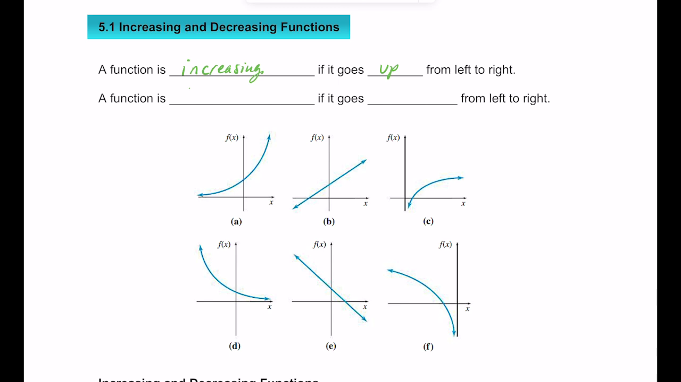And a function is decreasing if it goes down from left to right. So you can see the bottom three graphs. As you go from left to right, as x is increasing, the y values are decreasing.